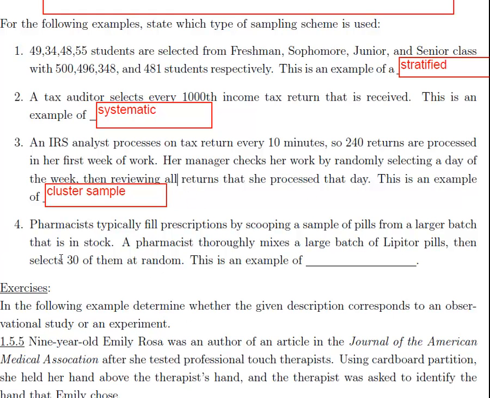So the clusters are the days, and then they're only selecting one of those days, but looking at all the returns. Okay, and then the next one says a pharmacist typically fills prescriptions by scooping a sample of pills from a larger batch that is in the stock. A pharmacist thoroughly mixes a large batch, then selects 30 of them at random. And so this would be a simple random sample. Okay, so basically each one of the pills has an equal chance of being selected, and he selects 30 of them at random.